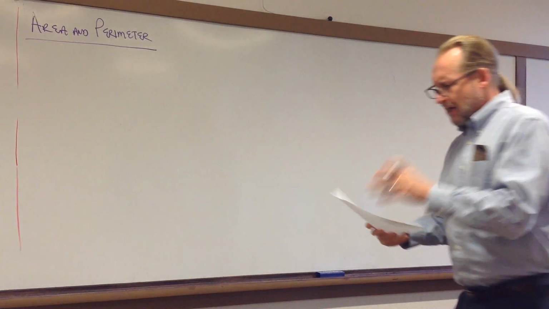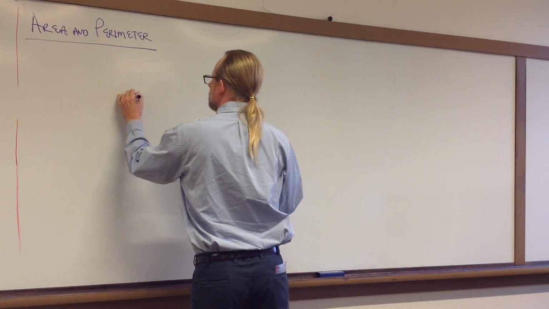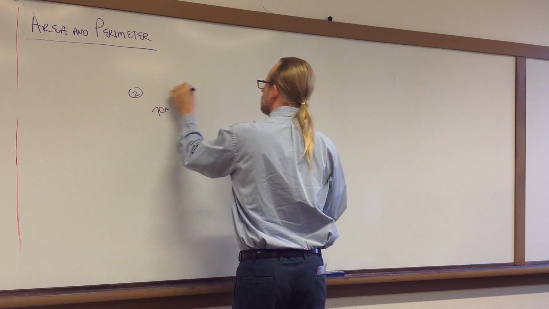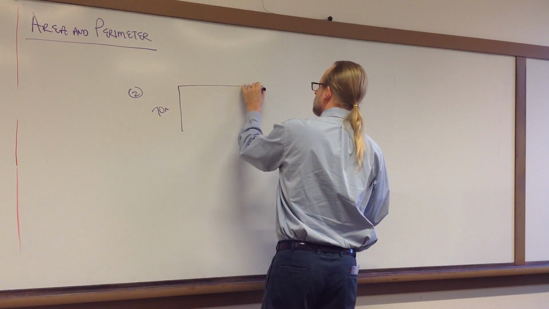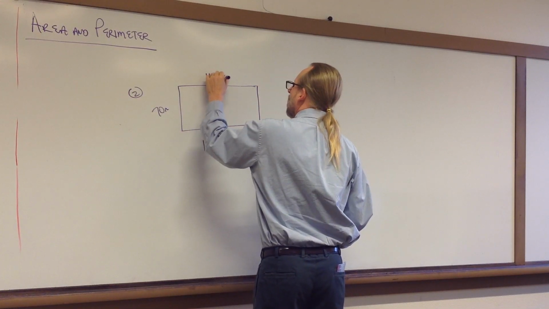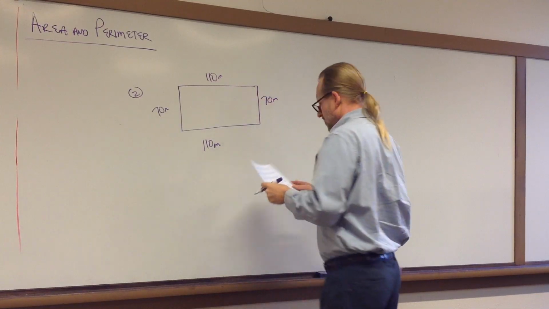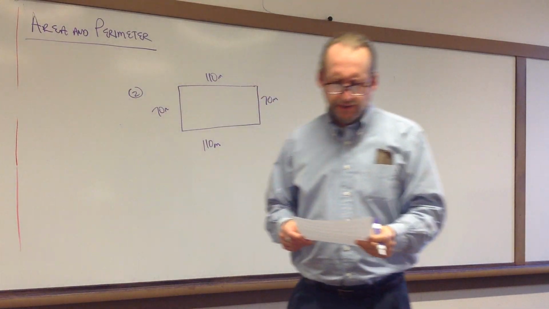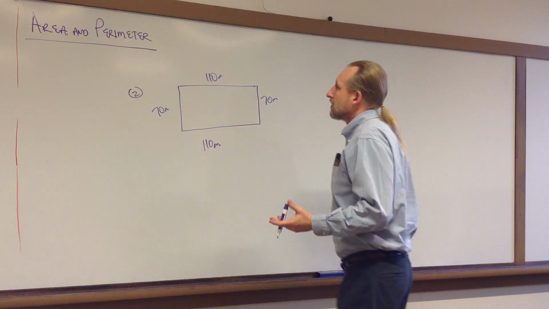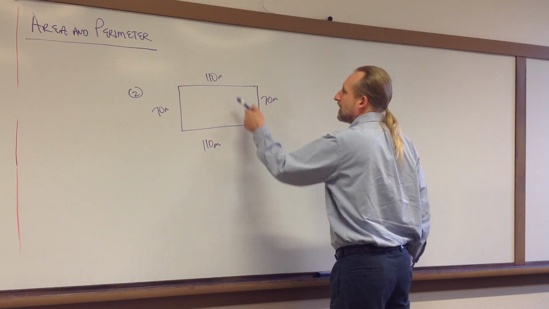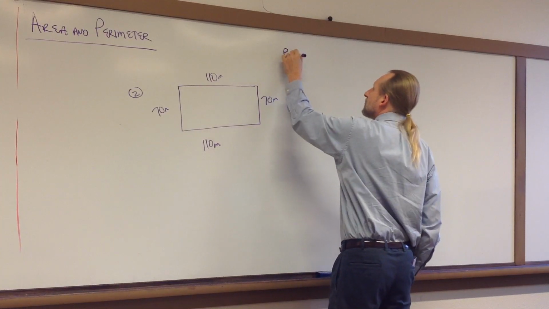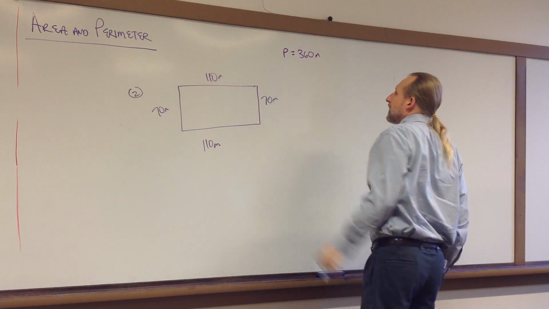Okay, so problem 2. We've got a rectangular lot, 70 meters wide, 110 meters long. Give the length and width of another rectangular lot that has the same perimeter but a larger area. So what is the perimeter here? This is 180, so that means the perimeter will be double that, 360 meters.